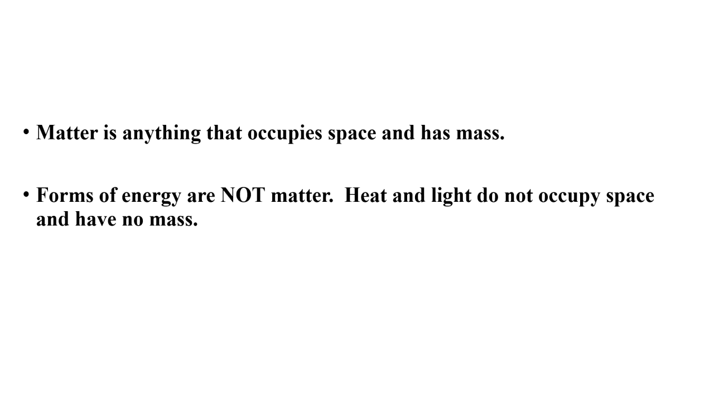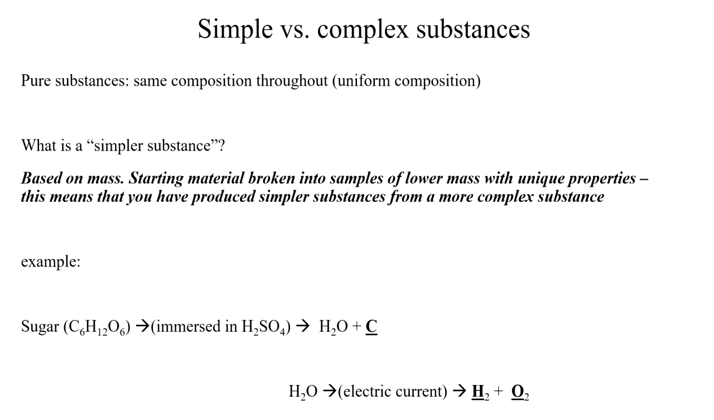So now, looking at the concept of matter, there's all sorts of matter around us, and we have one simple breakdown to start off with, and that is a simple substance versus a more complex substance. So what do we mean by this? Well, a pure substance has the same composition throughout. Now, if you have a complex substance, many complex substances can be composed of multiple simpler substances. So then the question is, what actually makes a simpler substance? Well, it's pretty simple. It's based on mass.